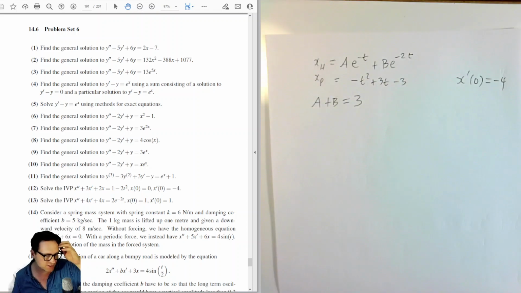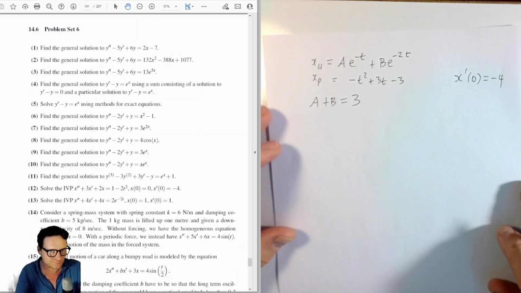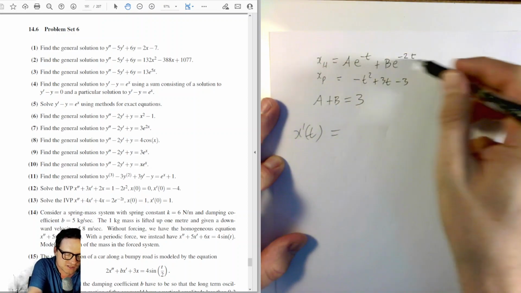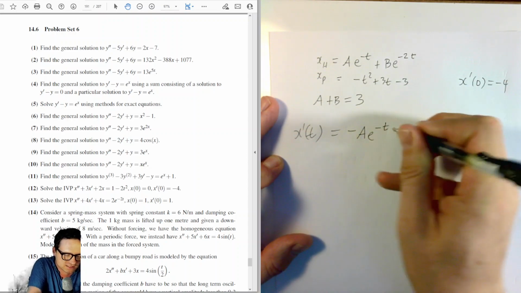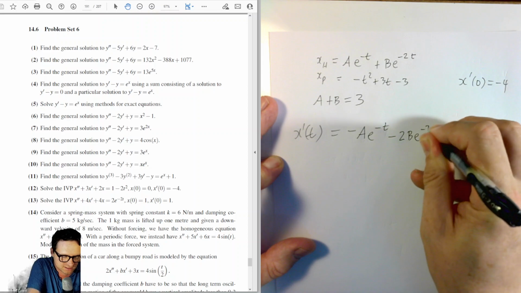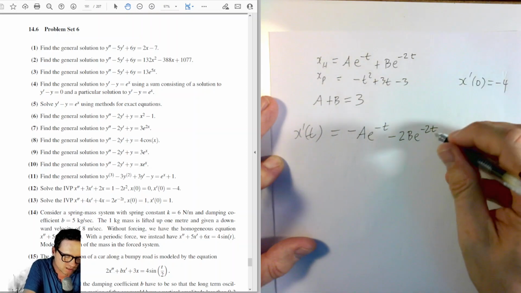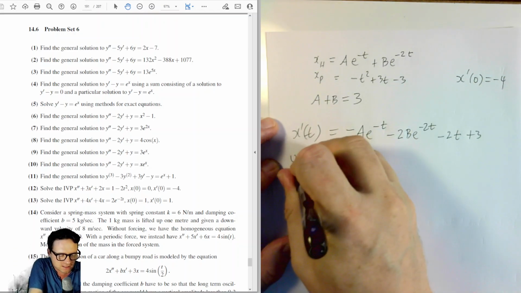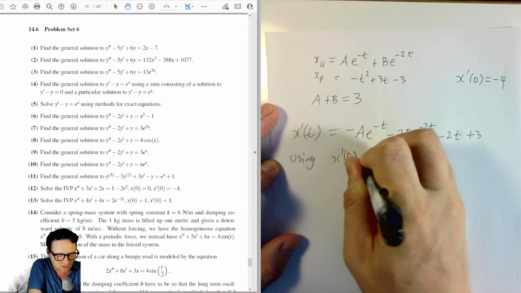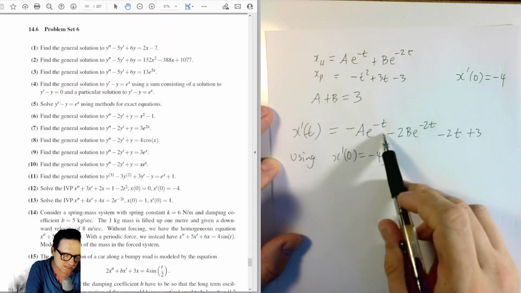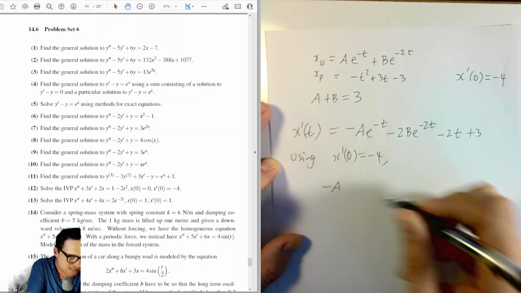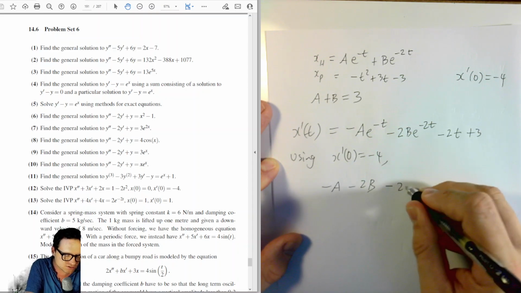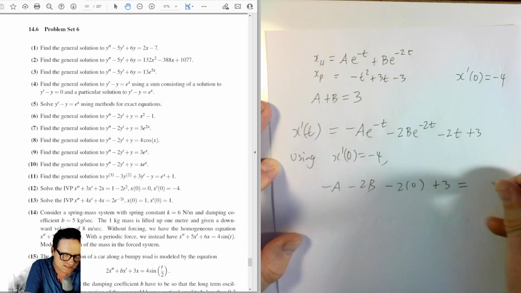So we need to differentiate our general solution, which remember was the sum of these two. All right, so x dash of t equals, so differentiating the first part of this, we have minus A e to the minus t, and we have minus 2B e to the minus 2t, and then for the derivative of this part, we have minus 2t and then plus 3. So here's our derivative. So using x dash of 0 is minus 4, subbing 0 in for the t, we have minus A e to the 0 is 1, minus 2B, again e to the 0 is 1, and then minus 2 times 0, and then plus 3, this is equal to minus 4.